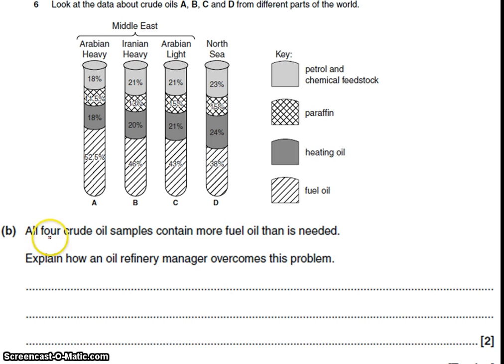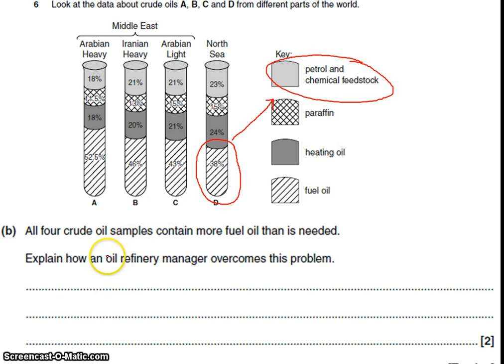Okay, all 4 crude oil samples contain more fuel oil than is needed. Explain how a refinery manager would overcome this problem. So we basically have an excess of fuel oil. We don't need that much in any of these cases. What we do need is this top one, petrol and chemical feedstock, because that's obviously what we put into our cars. That's far more efficient. So you get 1 mark for simply saying that we're going to convert fuel oil into petrol, or more useful fractions. That would be the other phrase you could use.